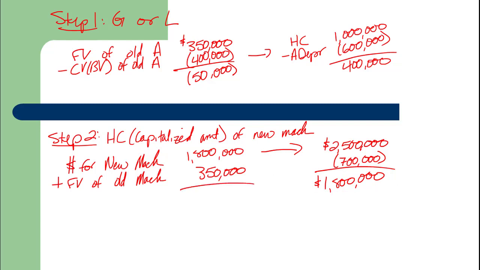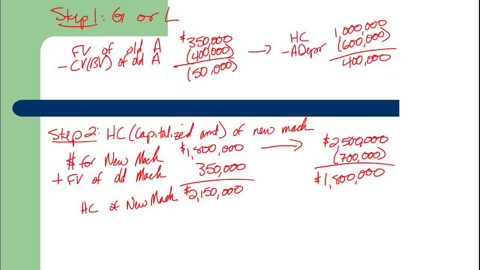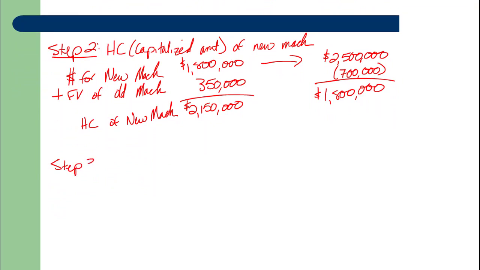And if I add those up, then the historical cost of the new machine will be $2,150,000. Now that I've got those two steps done, it's time for the best step. And you can imagine what that is for me. Got to be the journal entry. So that's step 3, the journal entry.